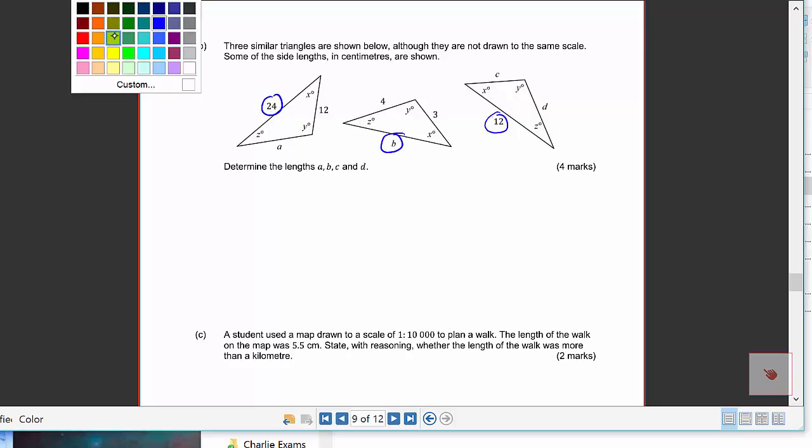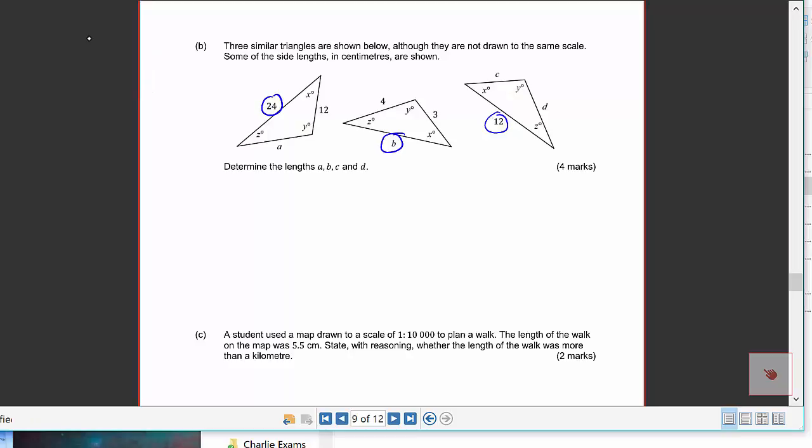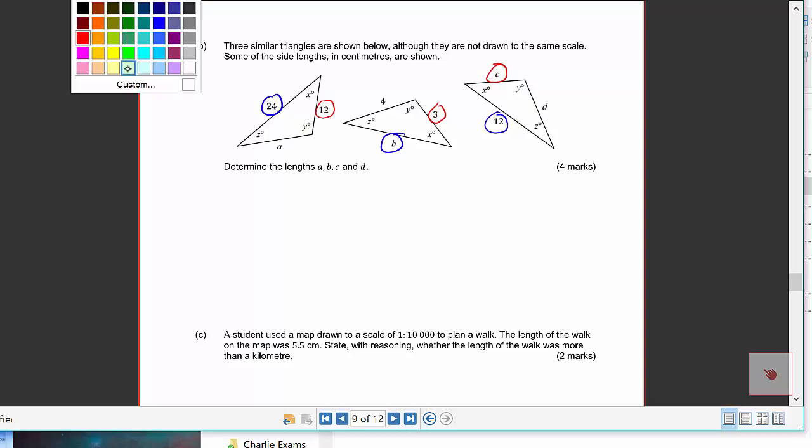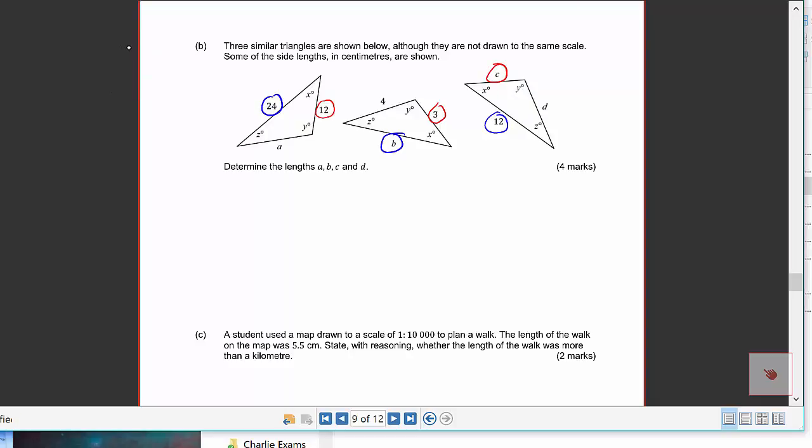Let's just change pen colour. Between x and y I've got 12. Between x and y I've got 3. Between x and y we've got c. And then just change colour again. And the remaining sides must also correspond.